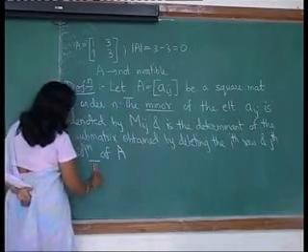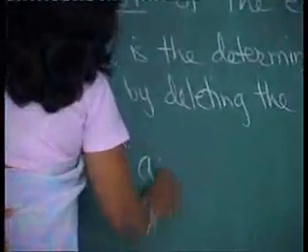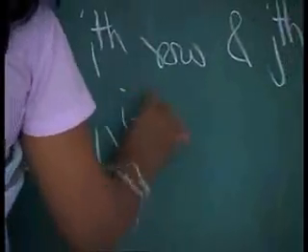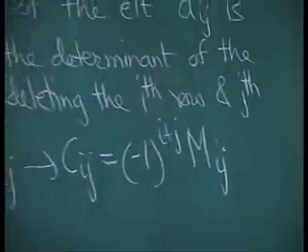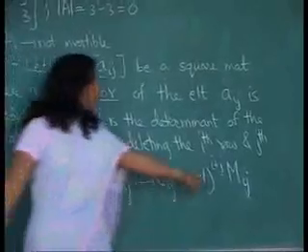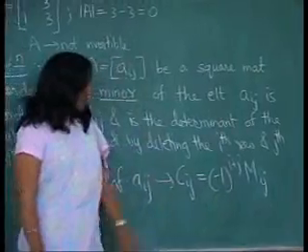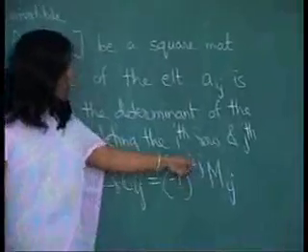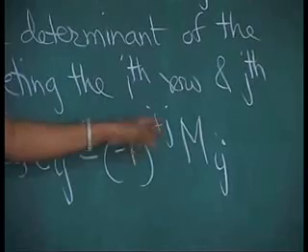And the cofactor of Aij is denoted by Cij and is defined to be minus 1 raised to i plus j times Mij. So you notice that the cofactor is not too different from the minor, in the sense it is the minor with the appropriate sign, plus or minus. Now this is minus 1 raised to some power. And we know that minus 1 raised to an even power is plus 1. Minus 1 raised to an odd power is minus 1.